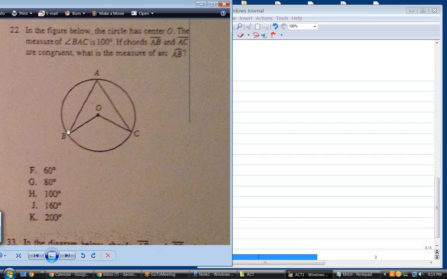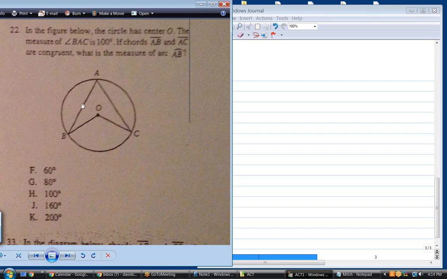Well, first of all, they tell us that angle BAC is 100 degrees. Look at it. It's a lot less than 90. So yeah, the drawing is definitely not to scale. And that's not supposed to be the case with the ACT. That was always the case with the SAT, but they always put a little sentence under it saying figure not drawn to scale. And when it says figure not drawn to scale, be careful about visualizing the answer.